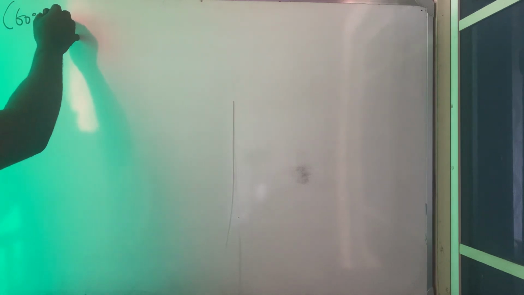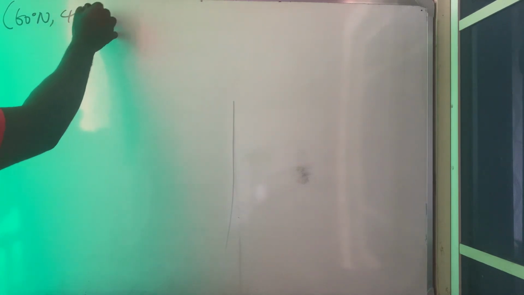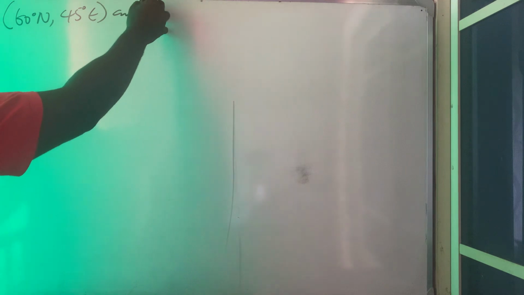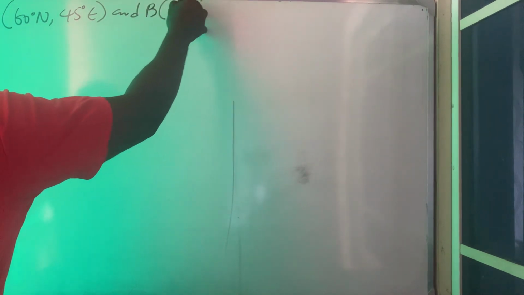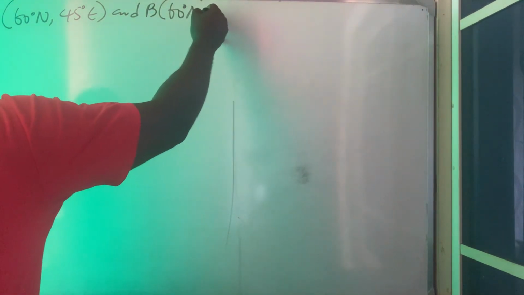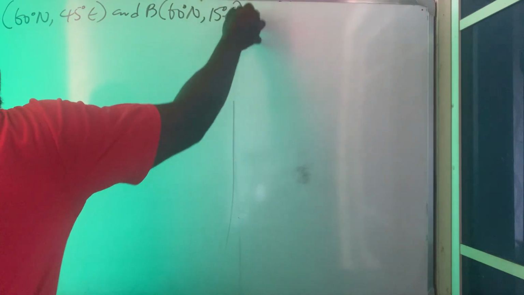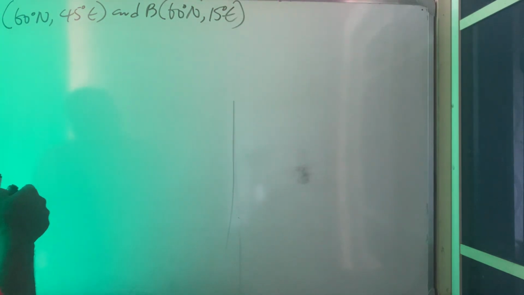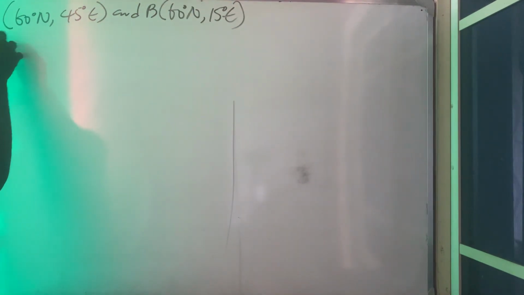All right. So the next question, they said a latitude A (60 degrees north, 45 degrees east) and B (60 degrees north, 15 degrees east). They now say these are two towns.